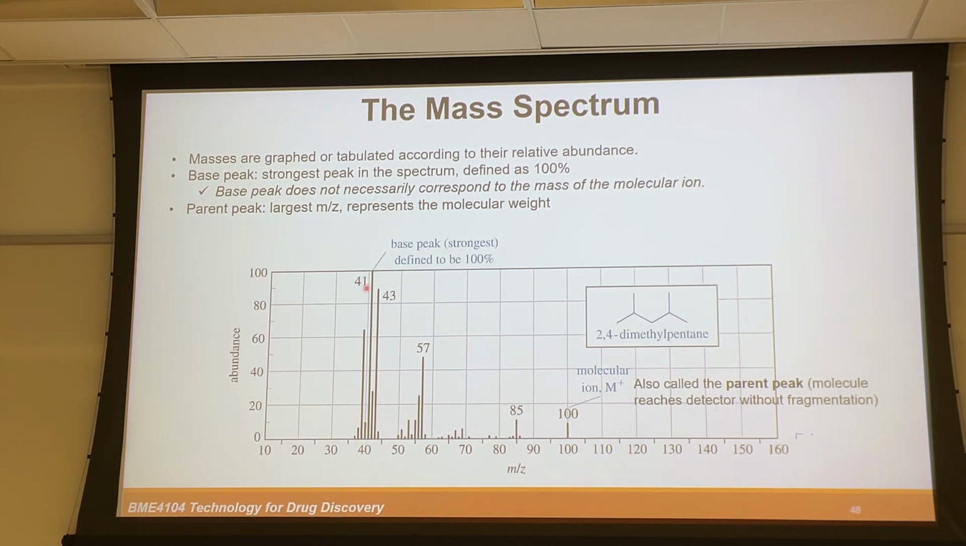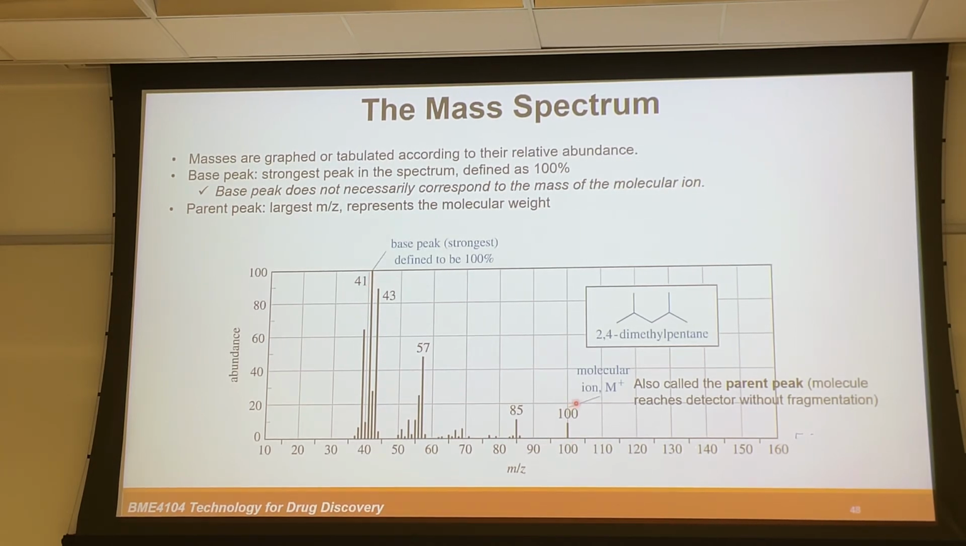First, you notice it's all normalized to the highest peak. Mass spec is not a quantitative tool, so it cannot tell you how much sample you have, because it's all normalized by the highest peak. The highest peak we call the base peak. Basically, that's the strongest peak and is defined to be 100%. All the other peaks are relative values compared to this base peak.